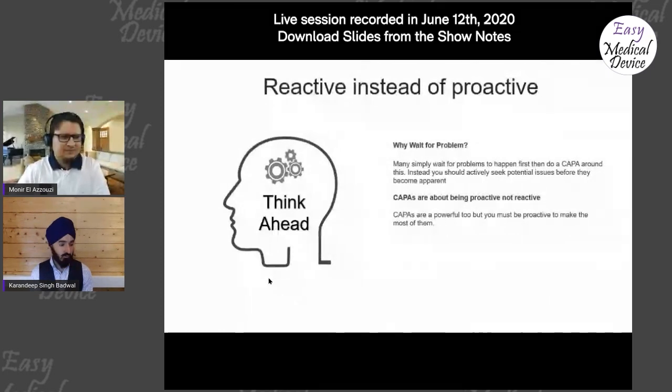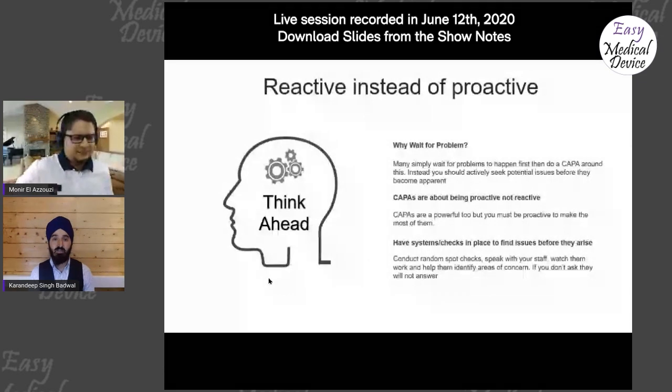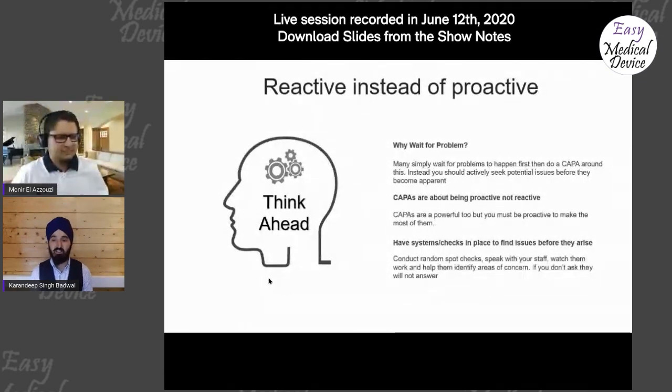And have systems in place. Walk around your company, do random spot checks, have it as part of your internal audit, speak with your members of staff, join them for their lunch, ask them what their problems are. If you don't ask people, they're not going to provide you an answer. So you need to talk to your people. But as I said, you also have to provide some kind of confidence and trust in your methodology and communication.